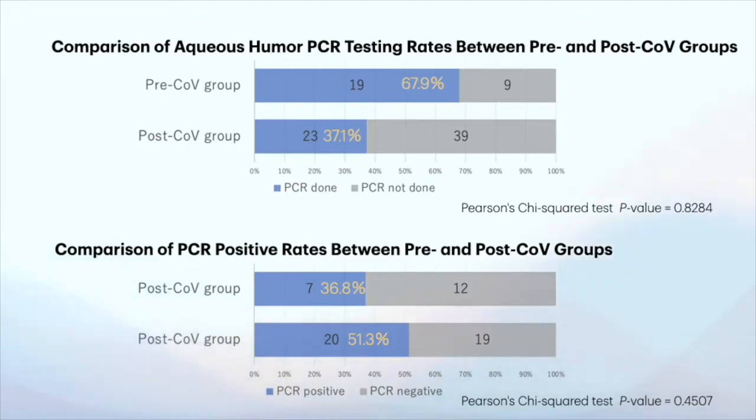The PCR positivity rate was 36.8% in the pre-COVID group and 51.3% in the post-COVID group. Although this difference was not statistically significant, the positivity rate was higher in the post-COVID group.